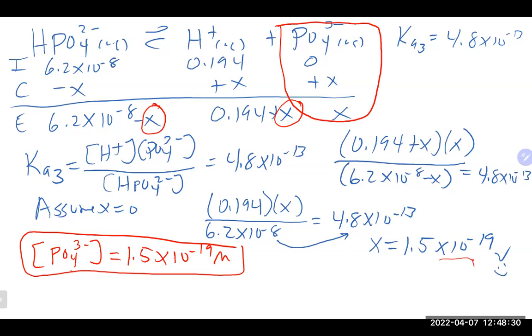So this is what we were talking about earlier. As we go from the first hydrogen to the second one, it gets much more difficult for the H plus to come off as reflected with the Ka value. And as we go from the second, in this case, to the third hydrogen, it's even harder to remove that third hydrogen. As we can see with the actual numbers here, not very much came off. That's the change part, which is how much actually came off. And it's a very, very small amount.